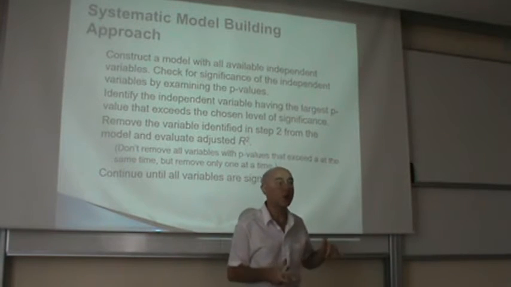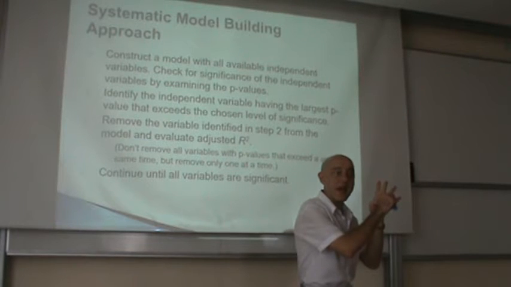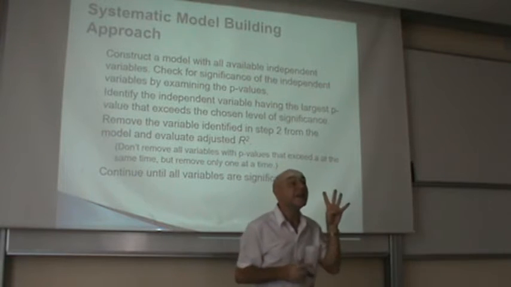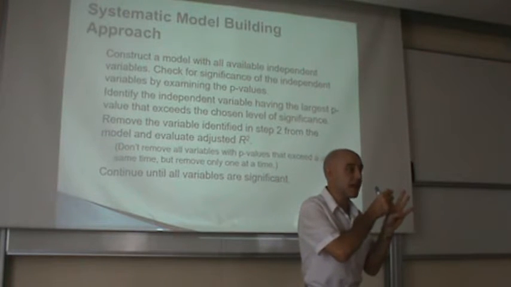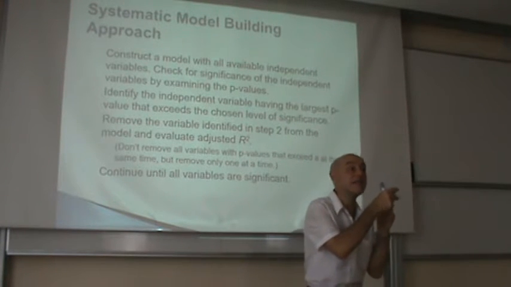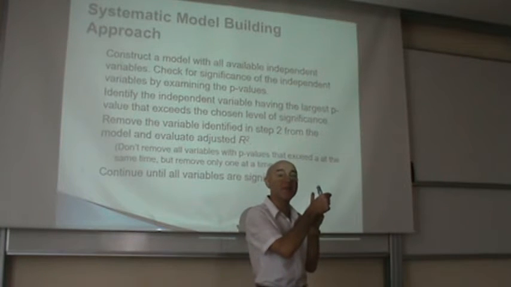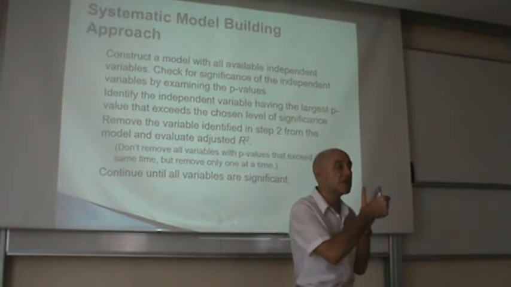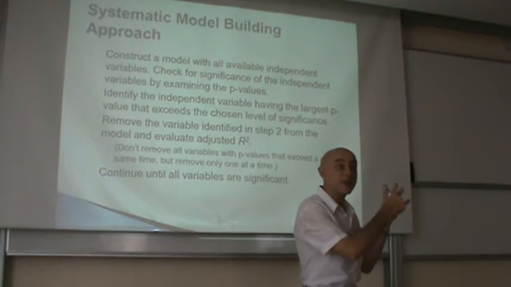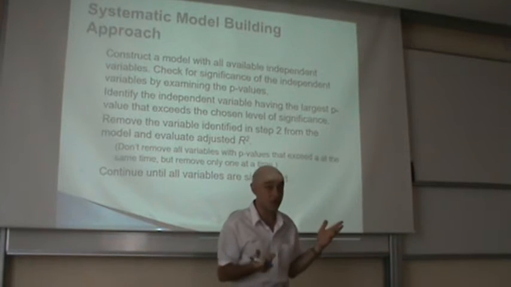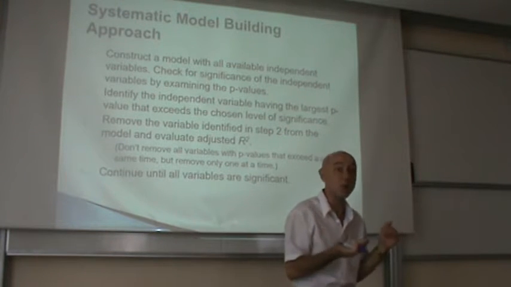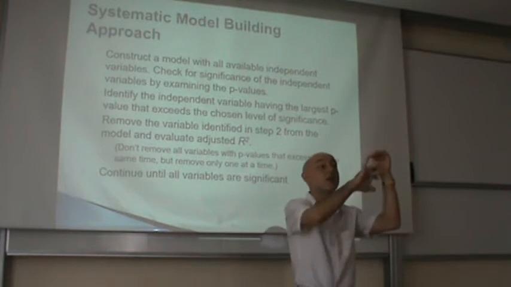So, basically, you look at x1, x2, x3, and x4. Each will be given by a t-test. A t-test will tell you whether the first variable is significant or not. A second t-test will tell you for the second variable, a third t-test for the third variable, and a fourth t-test for the fourth variable. You look at the t's, and if one of them is not significant, the one which is most insignificant, in other words, has the highest p-value, that's the one you drop.